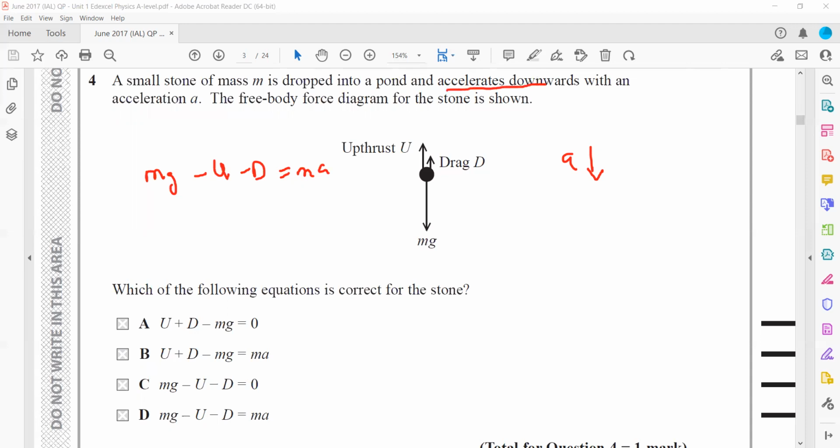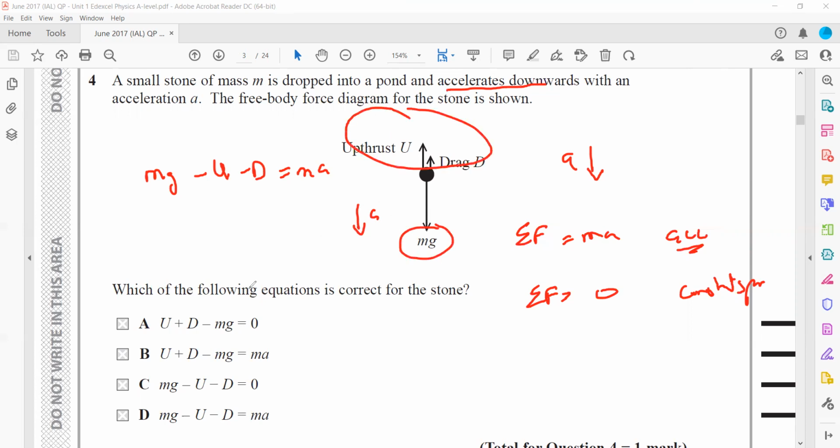If this was moving with a constant speed, then the resultant force, the downward force minus the upward force, should be 0. According to Newton's law, whenever there is a resultant force, the object will have acceleration, ma. If the object is moving at a constant speed, then the resultant force is 0. Because they mentioned it is accelerating down, there should be a resultant force: the downward force minus the upward force equals ma. So mg minus upthrust minus d equals ma. So d is the right answer.